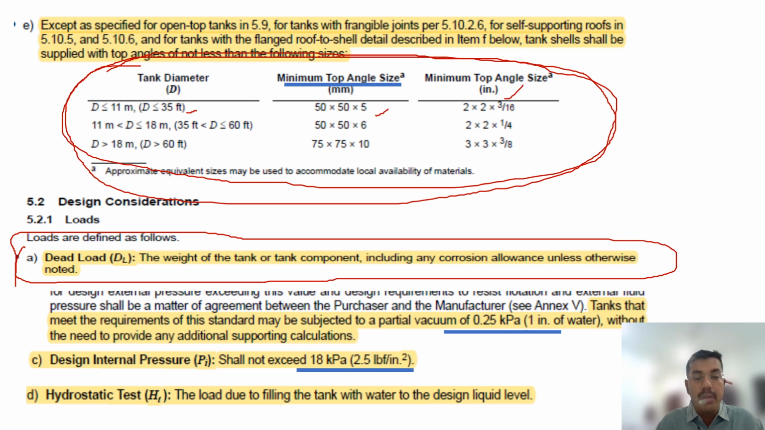Tanks that meet the requirement of the standard may be subjected to a partial vacuum. Maybe it is asking what the partial vacuum is. As I told you, for API 650, I already explained in part 1. What is the pressure for API 650? 2.5 psi. Okay, more than 2.5 psi up to 15 psi is API 620, not 650. So that's what it is saying. The design internal pressure should not exceed 2.5 pounds per square inch. Okay, 2.5 psi.